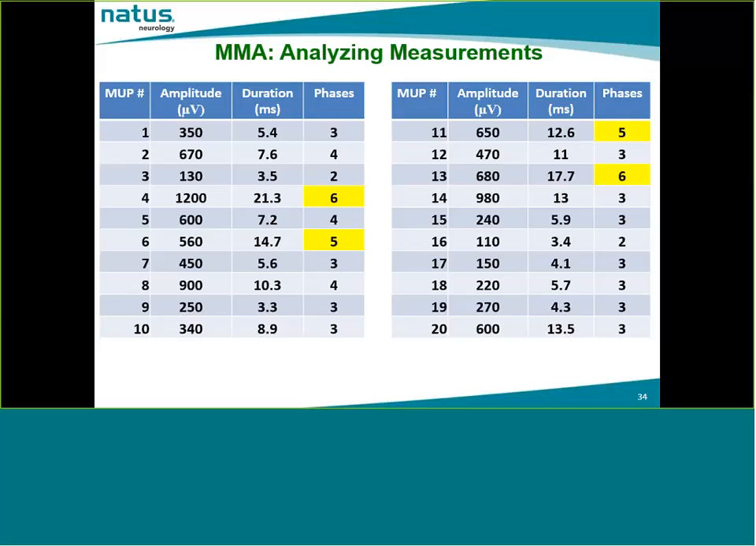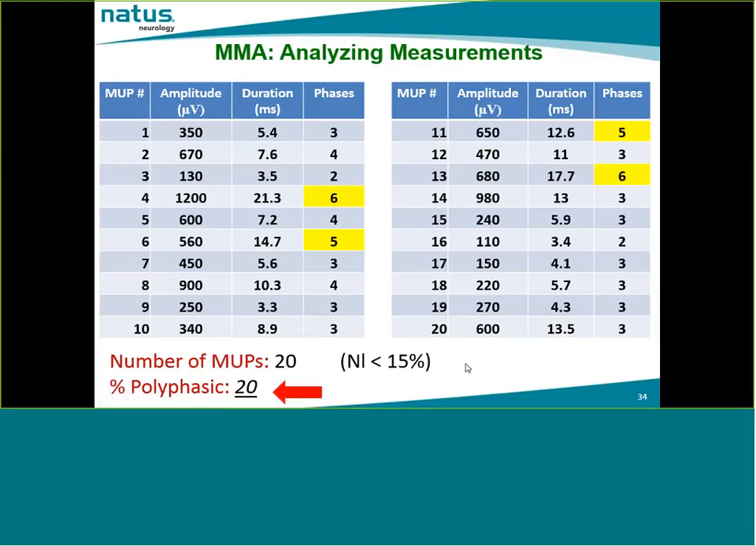Phases are analyzed in a slightly different way. As I indicated earlier, a potential is called polyphasic when it has 5 or more phases. So in this case, the polyphasic potentials are identified with the yellow highlight. In a normal muscle, usually polyphasic potentials are less than 15%. Here we have 20 motor unit potentials, and we have 4 polyphasic potentials, so that's 20%. So in that sense, this is abnormal.